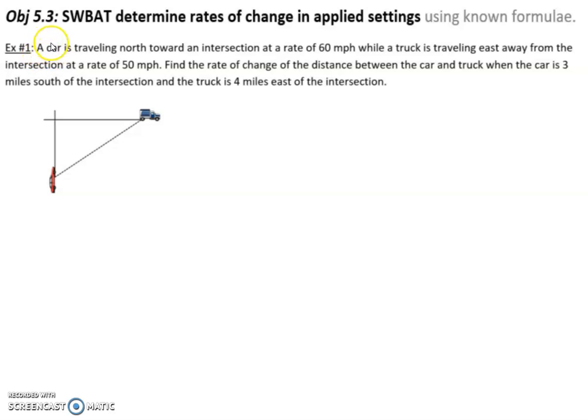So in our first example, we have a car traveling north towards an intersection. So it's going in this direction at a rate of 60 miles per hour, while a truck is traveling east away from the intersection. So it's going that way at a rate of 50 miles an hour. Find the rate of change of the distance between the car and the truck when the car is 3 miles south of the intersection and the truck is 4 miles east.